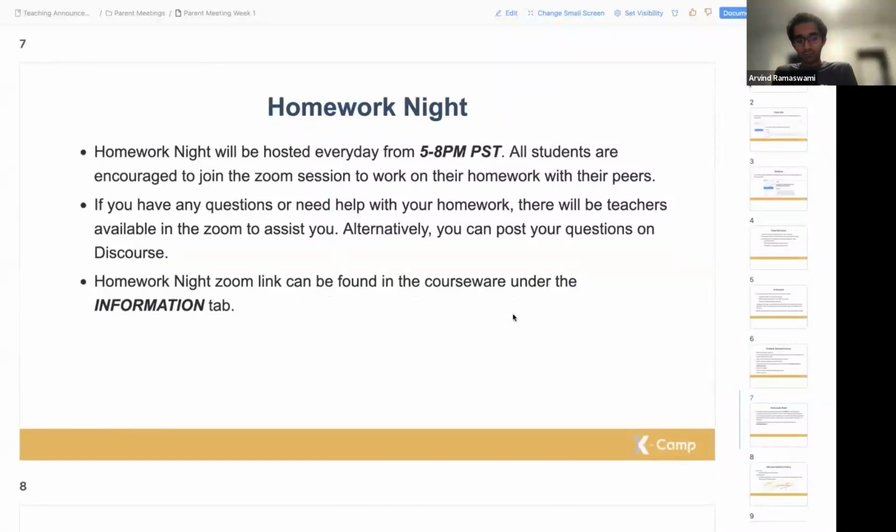And if you get stuck, you can ask one of the TAs for help, and they will be able to assist you. So don't feel like you have to go to homework night with a question. You can always hang out there, and if you get stuck, then you can ask your question whenever you need it. And like I mentioned before, the homework night Zoom link can be found in the courseware under the information tab.